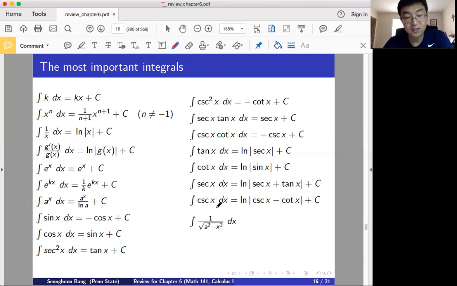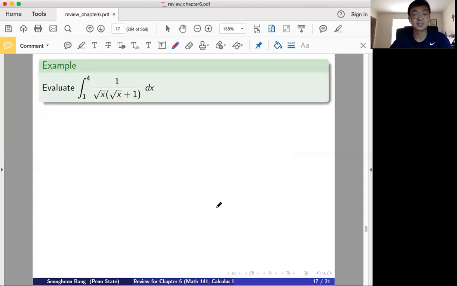The integral of 1 over the square root of a squared minus x squared dx is inverse sine of x over a plus c. The integral of 1 over a squared plus x squared dx is 1 over a times inverse tangent of x over a plus c. We have these whole rules to memorize. Next, you try to solve this problem.